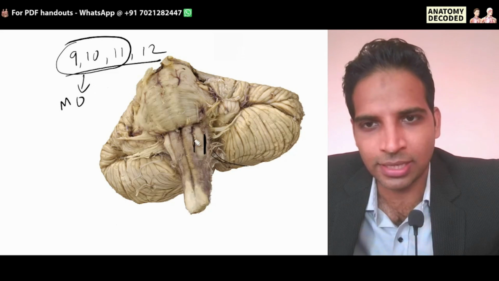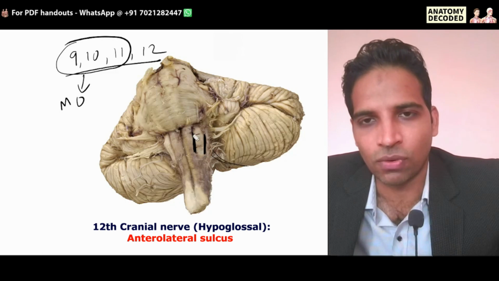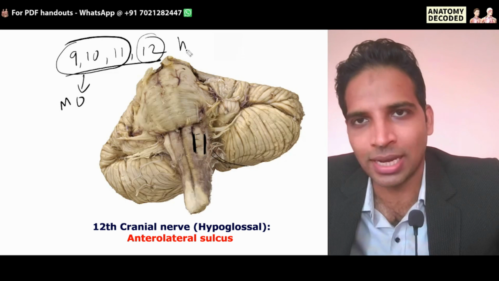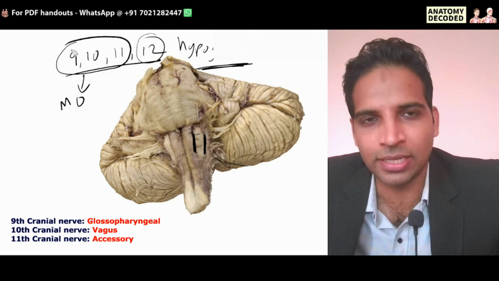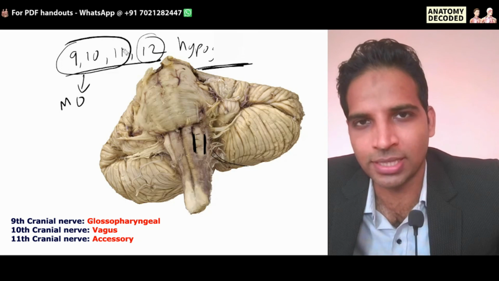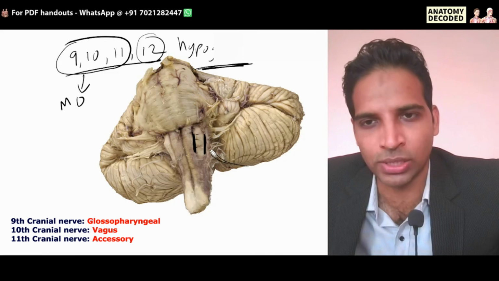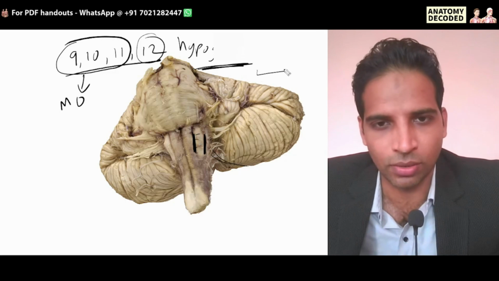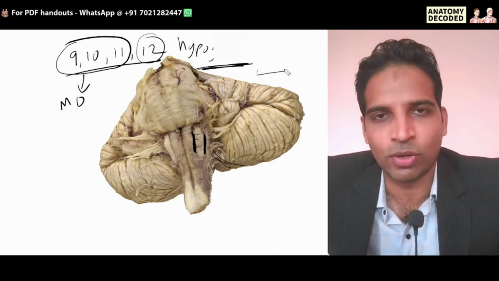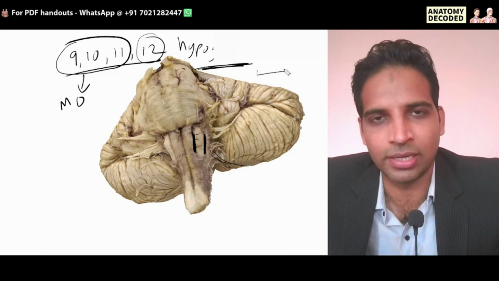And this sulcus here is referred to as the anterolateral sulcus. This will have rootlets for the 12th cranial nerve, the hypoglossal nerve. You should know the names of these nerves as well. The 9th cranial nerve is glossopharyngeal, the 10th is vagus, the 11th is accessory. So 9, 10, 11 arise from the posterolateral sulcus, and the 12th arises from the anterolateral sulcus of the medulla oblongata. So this was about the external features of the brainstem, cerebellum, and the cranial nerves related to it.